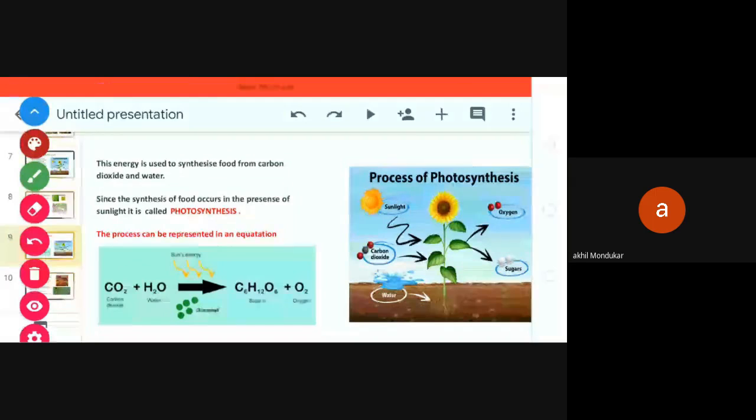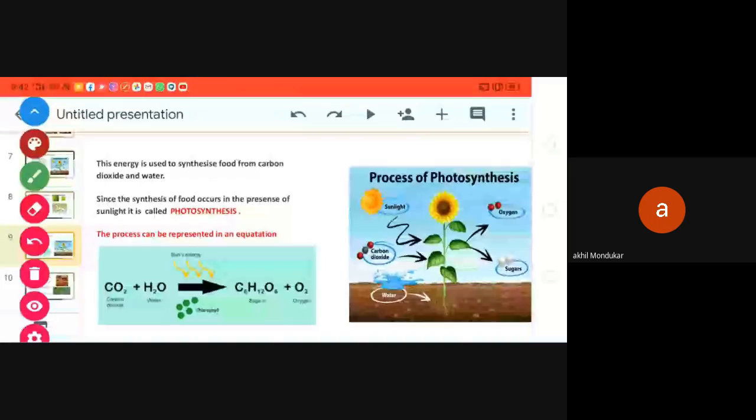So since the synthesis of food occurs in the presence of sunlight, it is called photosynthesis. Because plants make food in the presence of sunlight, right? In the presence of sunlight, plants prepare their food. So this process is called photosynthesis.